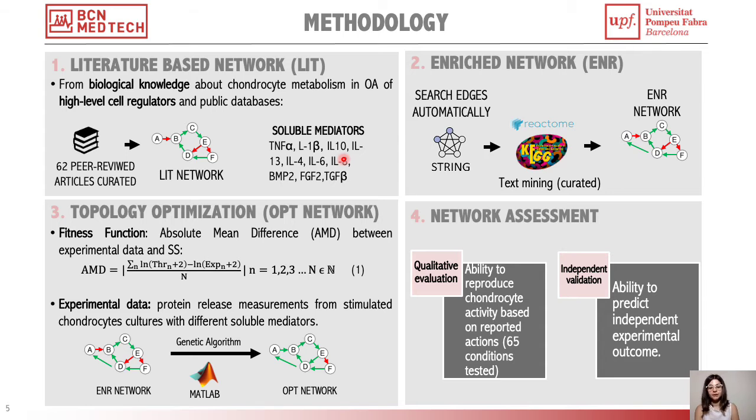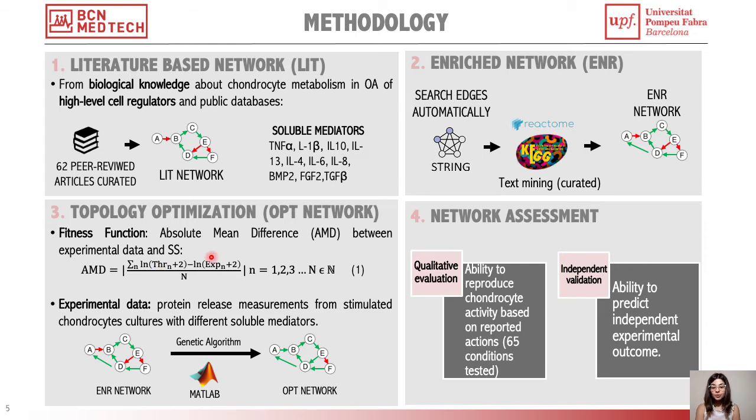After that, an enriched network is constructed with the help of STRING. STRING finds edges automatically within curated databases and text mining. There are more options, but we are only interested in these two. Then we have introduced missing links from general knowledge in an enriched network. Finally, network topology is optimized against experimental data using a genetic algorithm.